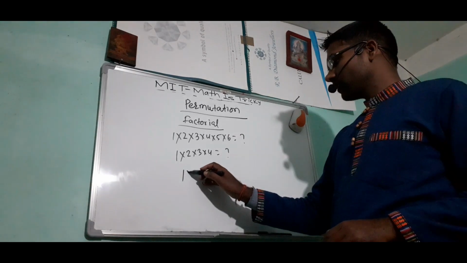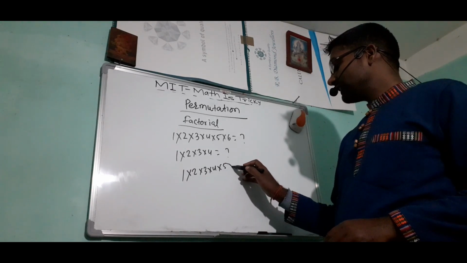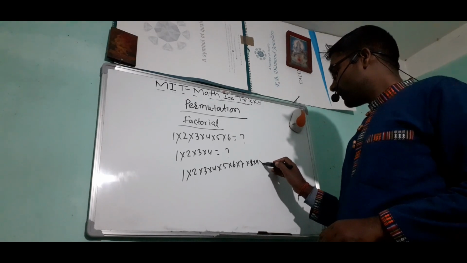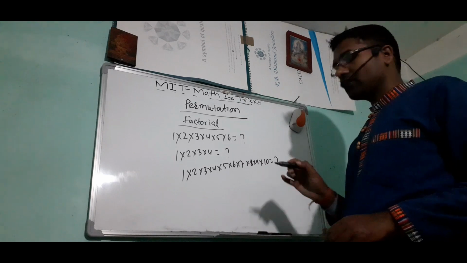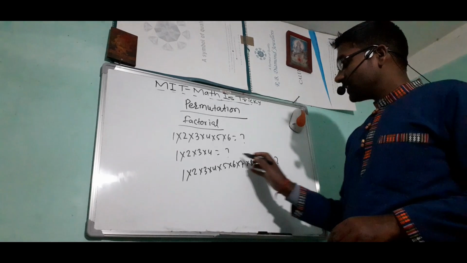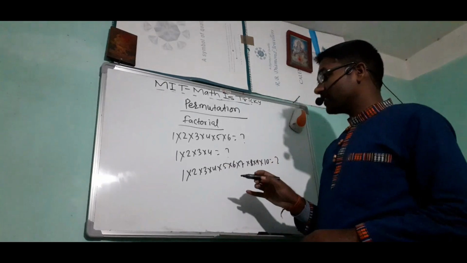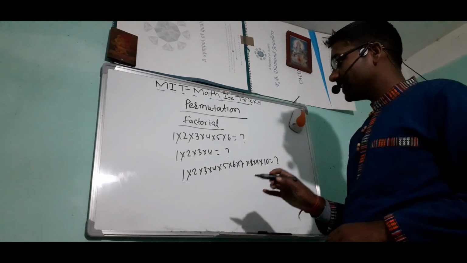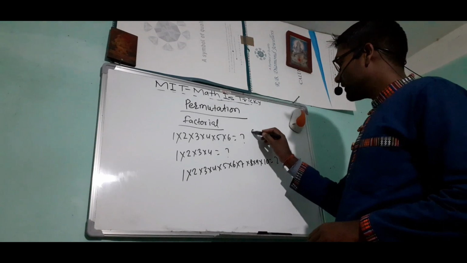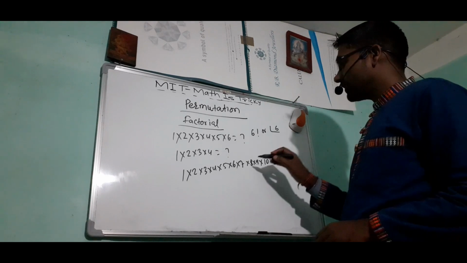Let me write here 1 into 2 into 3 into 4 into 5 into 6 into 7 into 8 into 9 into 10. Do we have any symbol which can represent this? That is what is called factorial. Yes, the answer is yes. This can simply be written as 6 factorial, or factorial 6.